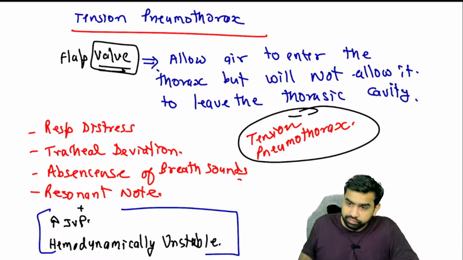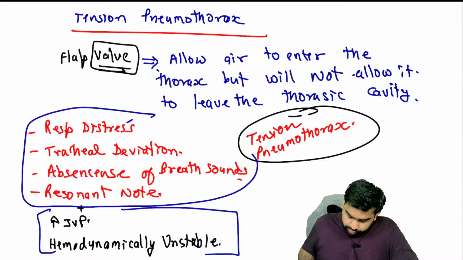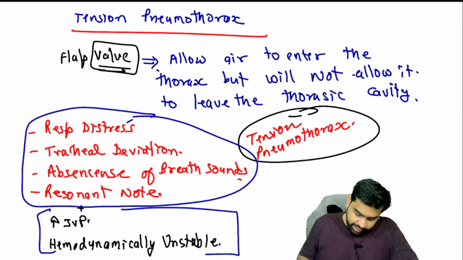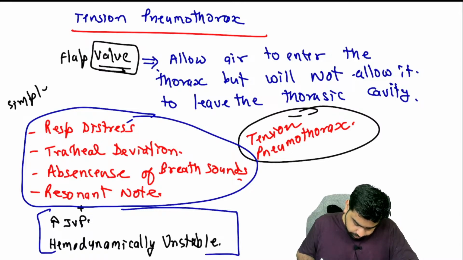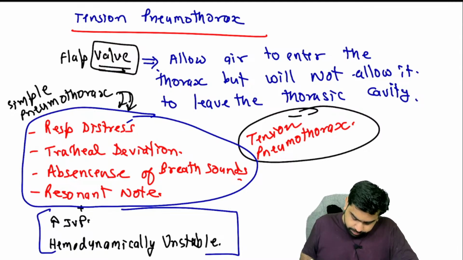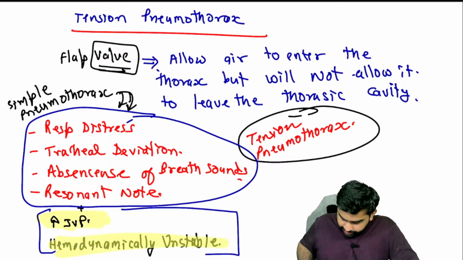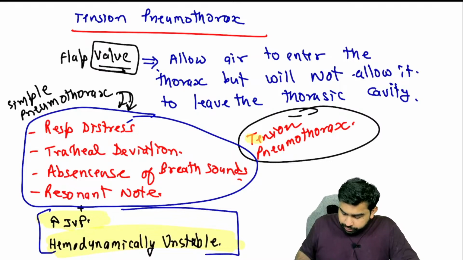Now, the very important thing which you need to understand is the management. These above four things, if the patient is having only these four things, then the patient is basically having a simple pneumothorax. But along with that, if the patient is also having the raised JVP and the hemodynamic instability, then the patient is basically having a tension pneumothorax. I hope you are able to understand this point. Now let's talk about the management.